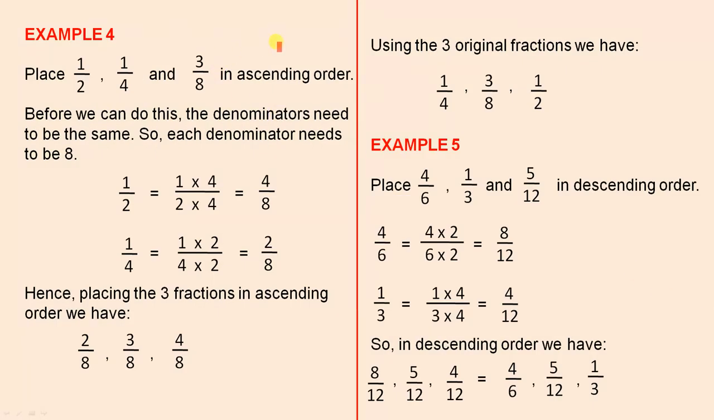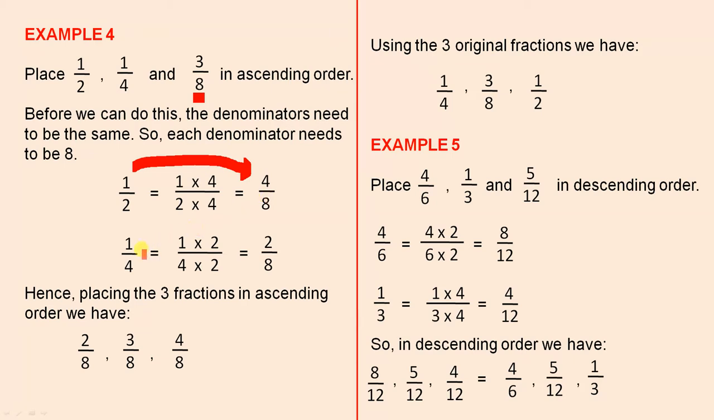Example 4. Place a half, a quarter and 3 over 8 in ascending order. Before we can do this, the denominators need to be the same. So, each denominator needs to be 8. So we're going to make the denominators 8. So if we have a half, we multiply the numerator and denominator by 4, that gives us 4 over 8. So a half and 4 over 8 are equivalent fractions.